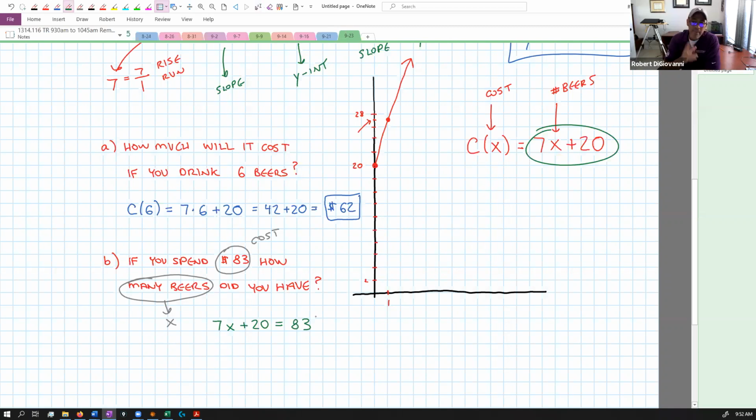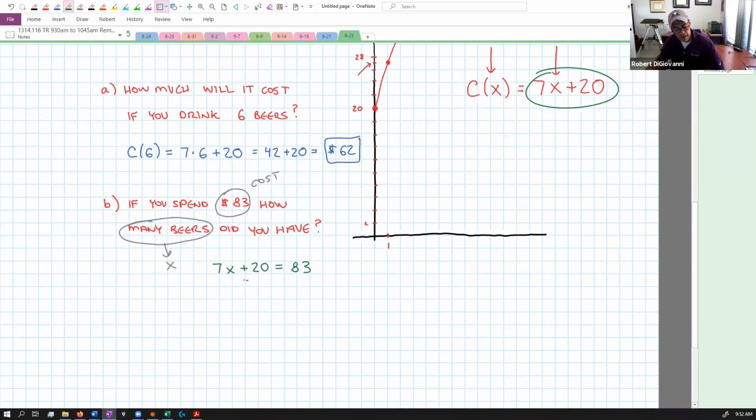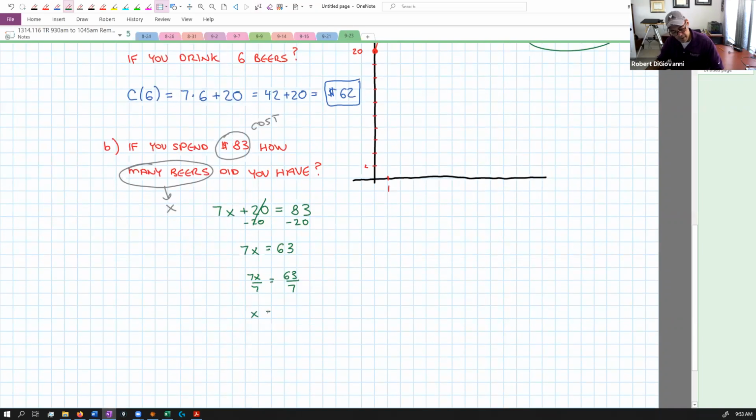See, part A and part B are very different, right? Part A, you're just replacing X with 6, just figuring out what the number is. Part B, you're setting the equation equal to 83 and then solving for X. So I'm going to solve for X now by subtracting 20 on both sides. What is that, 63? And then dividing both sides by 7. And 63 divided by 7 is 9.